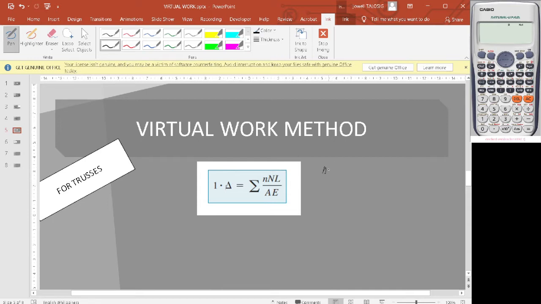So N here for the beam and frame, that is small letter m. This is the member load for trusses due to virtual unit load. And N here, capital letter N, or in other books, this is small letter f, and this is big letter F or P.